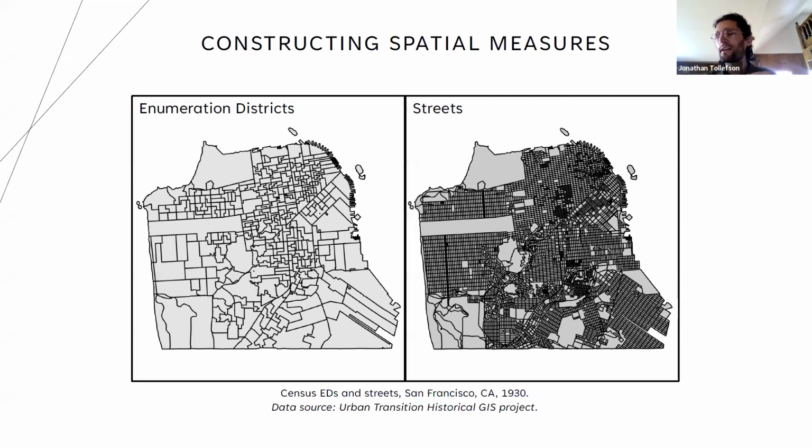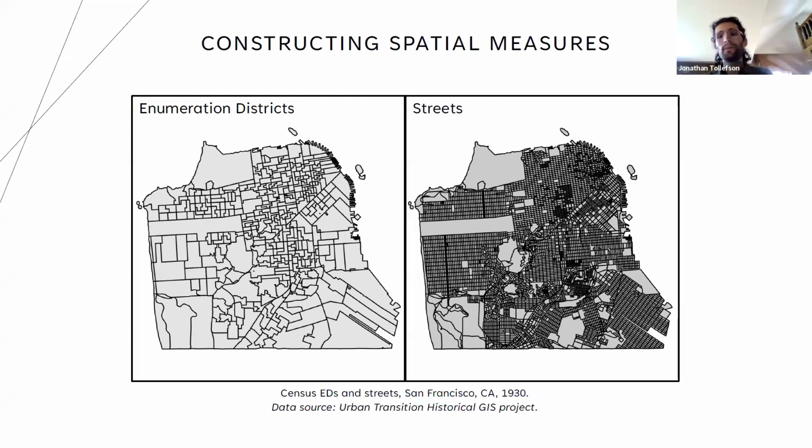But as a sensitivity check, I validate this approach with a smaller measure based on individual street segments. This follows an approach that John Logan's team put out pretty recently, which defines street segments as contiguously named streets that are bounded within a single enumeration district. I can place individuals within these street segments using their enumeration district location alongside street addresses. And this lets me identify individuals who lived on the same street as an active gasworks in a particular year.